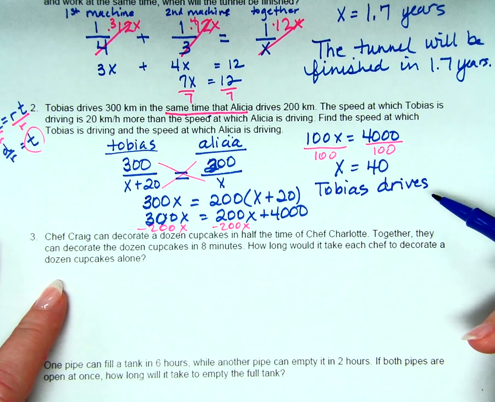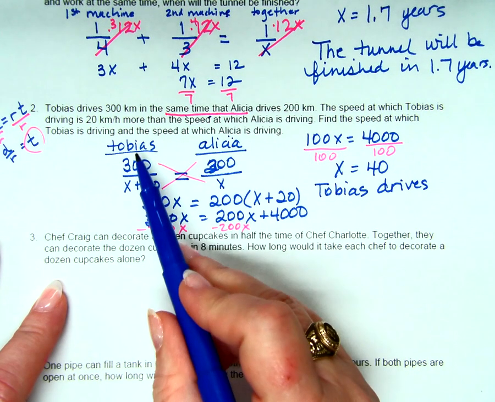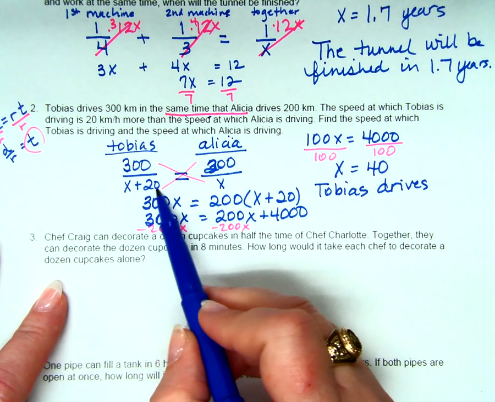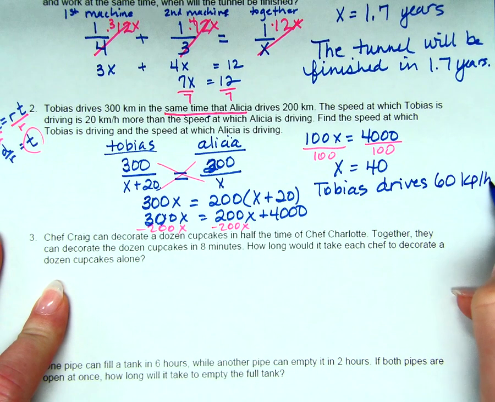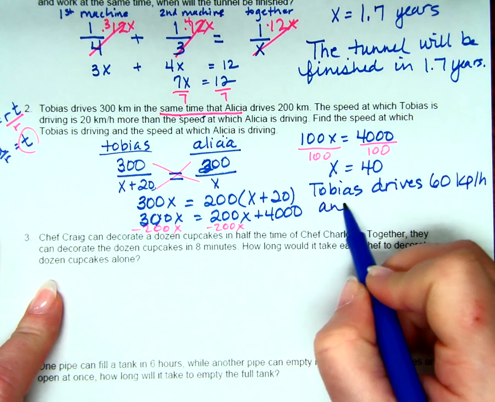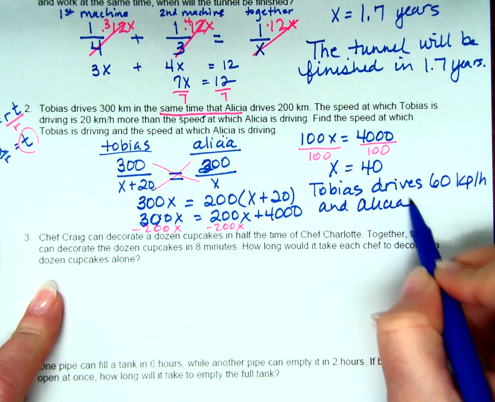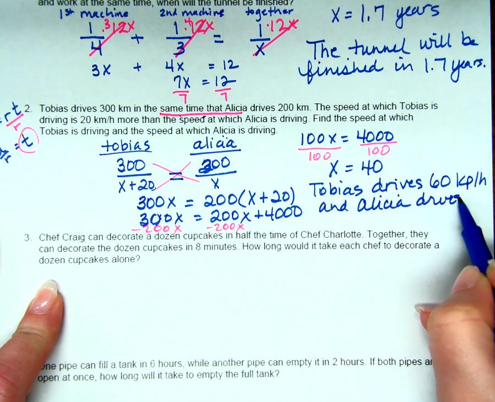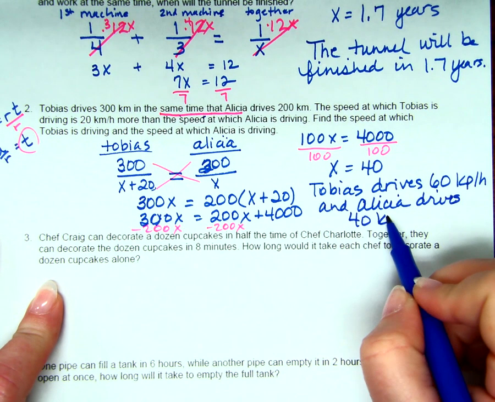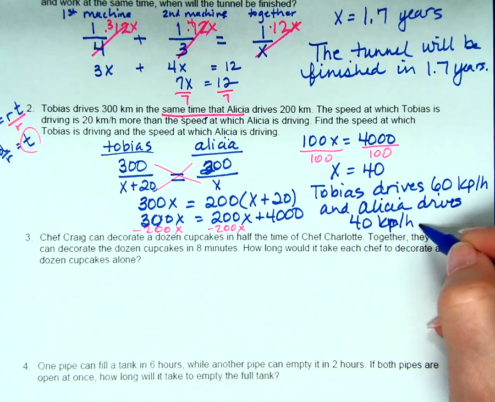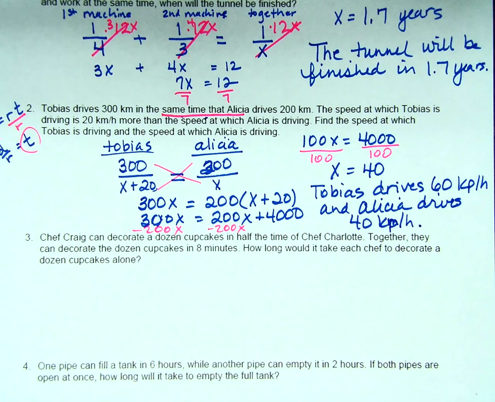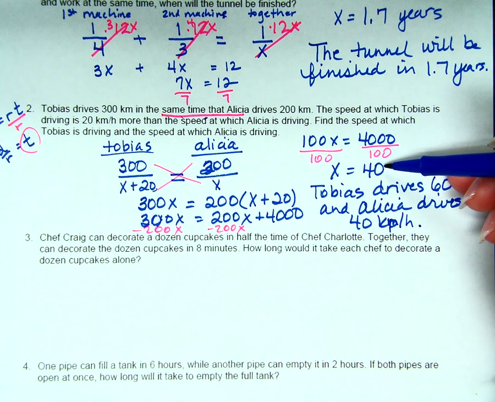Tobias drives what? He drives 60 kilometers per hour. And Alicia drives 40. KPH, kilometers per hour. So this answered the equation. We have to make sure we're answering the question, right?